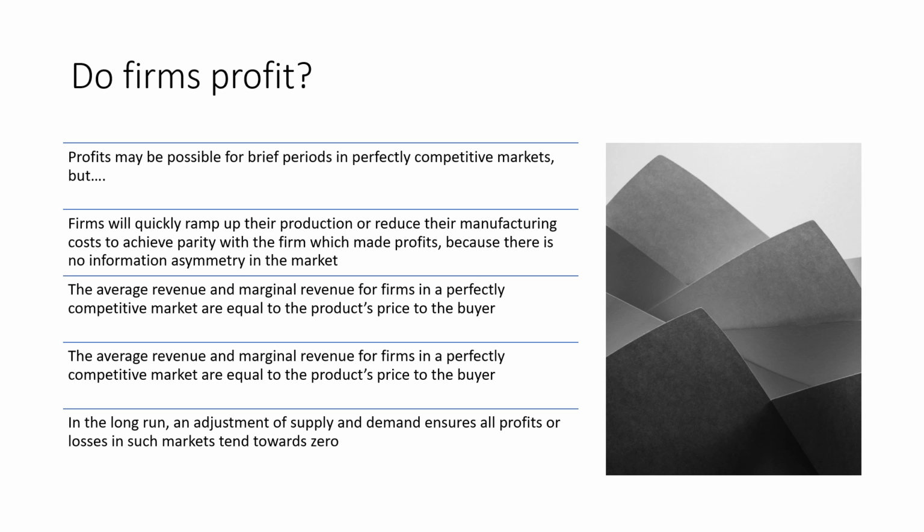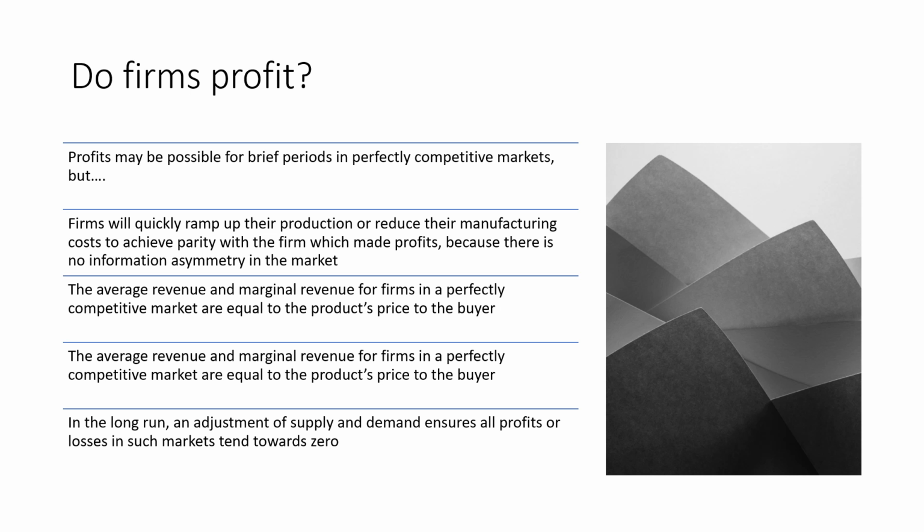Profits may be possible for brief periods in perfectly competitive markets, but the market's dynamics cancel out the effects of positive or negative profits and bring them toward an equilibrium. Because there is no information asymmetry in the market, other firms will quickly ramp up their production or reduce their manufacturing costs to achieve parity with the firm which made profits.